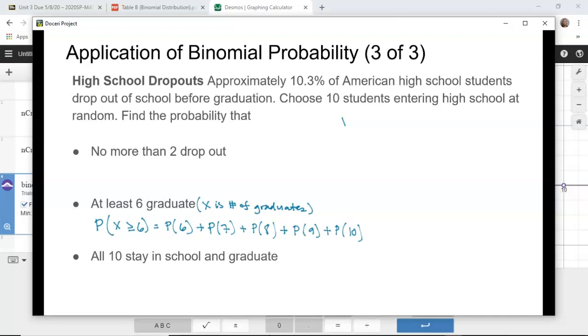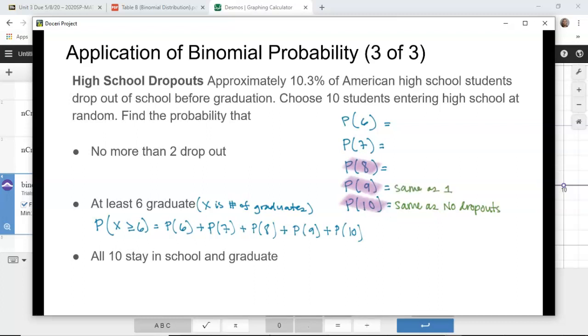So when we think about what we've already found, 3 of the numbers we already know. So I'm writing it this way. If 10 students graduate from high school, that's the same as no students dropped out, which we've already found. If 9 students graduate, that's the same as 1 student drops out. And if 8 students graduate, that's the same as 2 students drop out. And so we've already found those values. So I don't have to find these again.